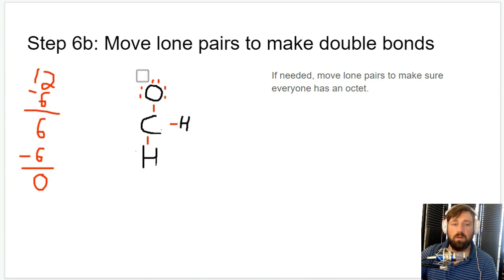So what we're going to do is move those 2 valence electrons and make them into a bond. So now we have a double bond between this carbon and oxygen. This oxygen still has 8 electrons, and this carbon has 1, 2, 3, 4, 5, 6, 7, 8 electrons. So now that carbon's happy.